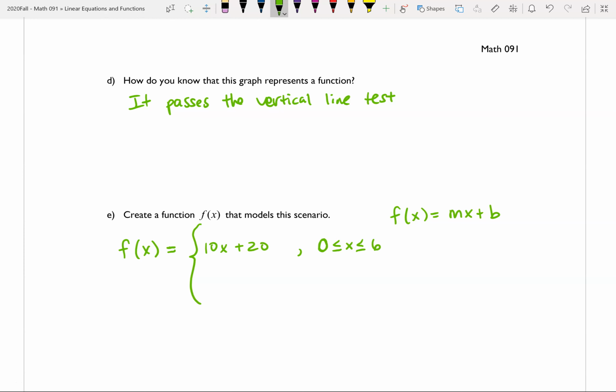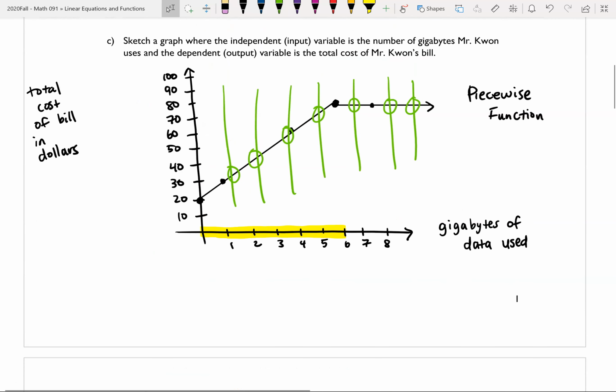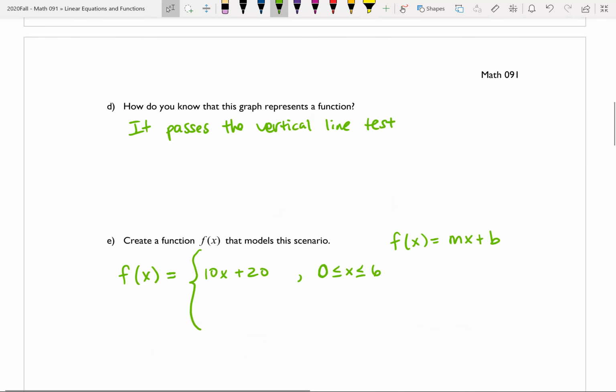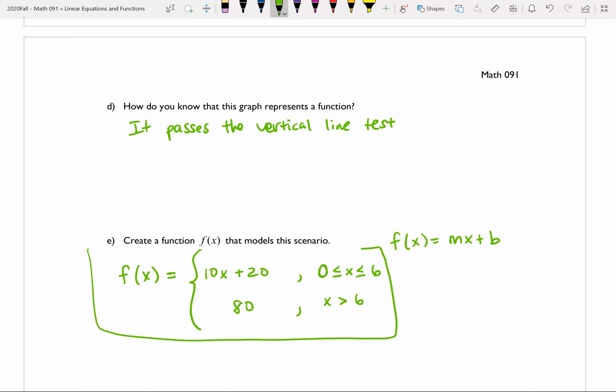Okay, and notice that the next portion of our graph, this portion right here, that is a horizontal line. And remember from a previous outline that whenever we have a horizontal line, then we just have like y equals b or some number there. And in this case, it's going to be 80. So the next part of our function is 80, like that. And our function or output is 80 whenever the amount of gigabytes that we use is greater than 6. So this is our piecewise function that we want.